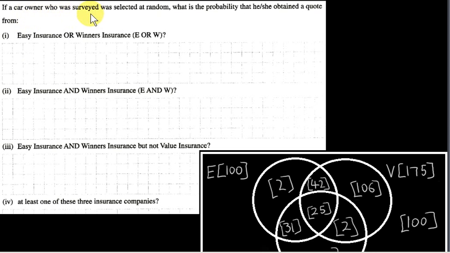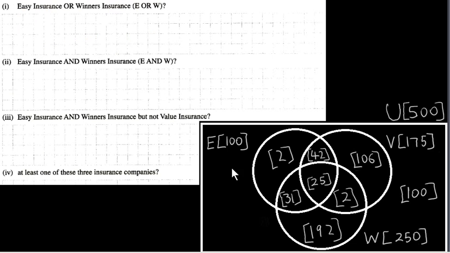If a car owner who was surveyed was selected at random, what is the probability that he or she obtained a quote from Easy Insurance or Winners Insurance, that is E or W? So we are randomly selecting an element from 500 elements. We have 500 elements inside set U, the rectangle. So we're dealing with 500 equally likely outcomes.